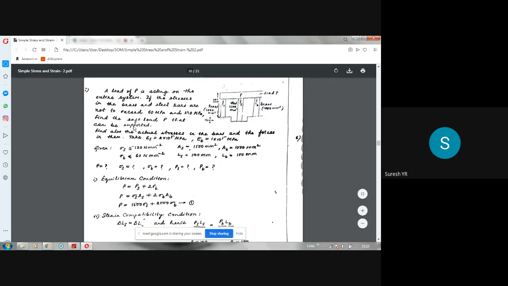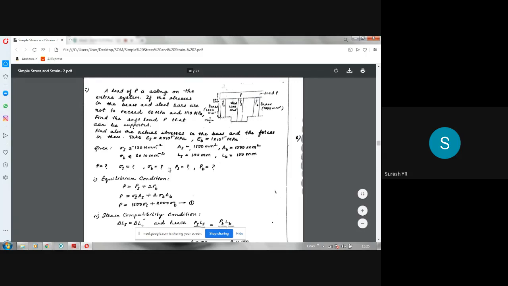Then find also the actual stresses in the bars and the forces in them. That means the actual stress in the steel bar, sigma S, we have to find out. Then sigma B also we have to find out, and also the forces in them. Forces in them means PS and PB also we have to find out. So that is the problem.